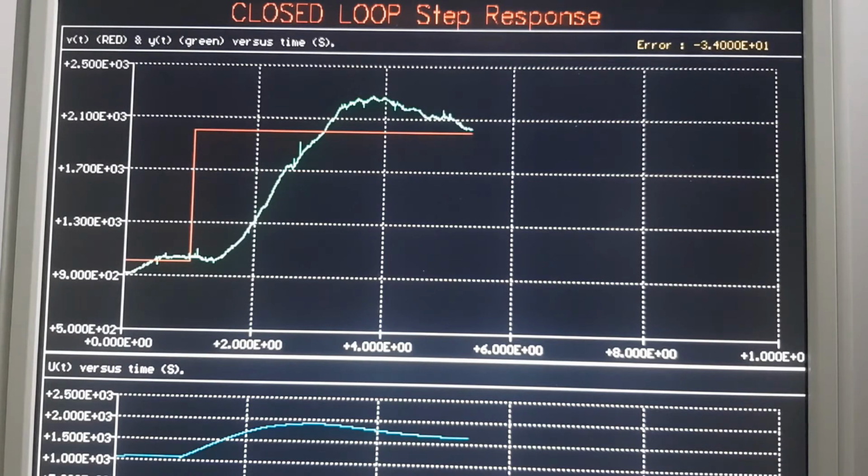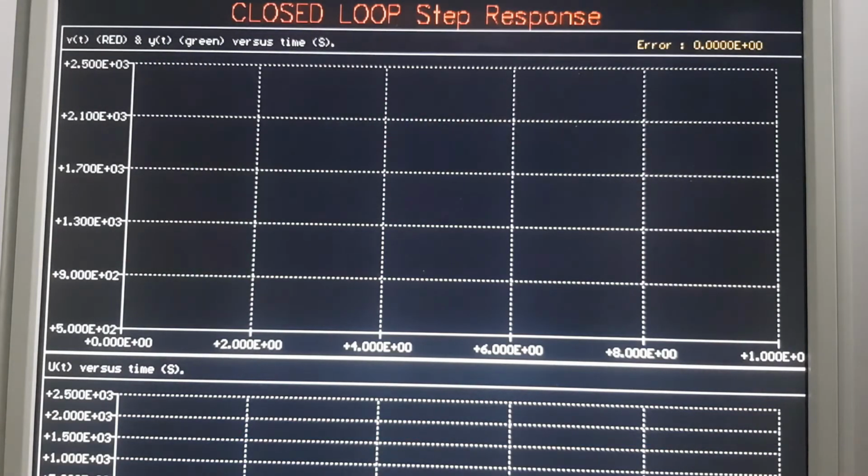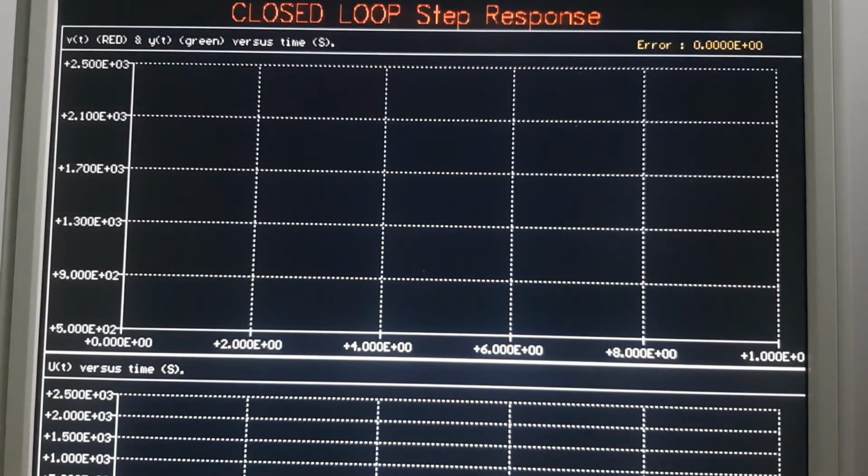So this has got about a 20% overshoot. That's probably about the best we could achieve. So that would be probably our best integral only controller. So that's integral control. What we're going to do next is move on to derivative control.